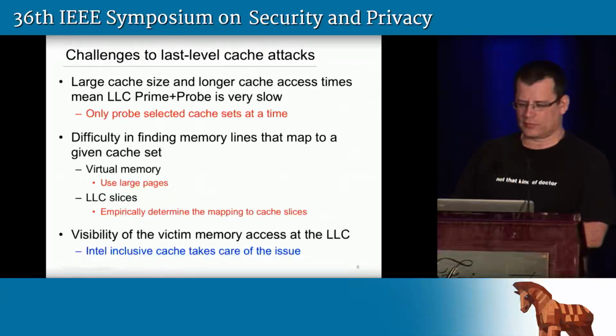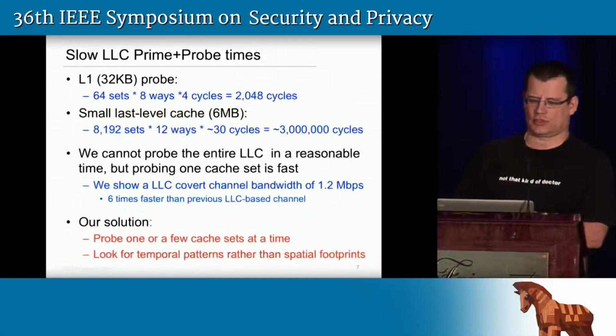So for the first problem, slow last level cache, we have some typical access timing to the caches. This is an Intel i5 processor. The L1 cache is 32 kilobytes, and we can scan it in 2048 cycles. The last level cache is relatively large, 8 megabytes, and we need 3 million cycles to scan it. So we have 3 orders of magnitude difference in probe time.